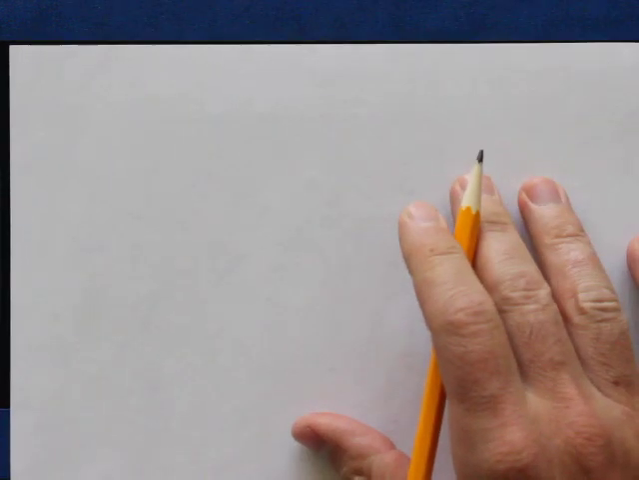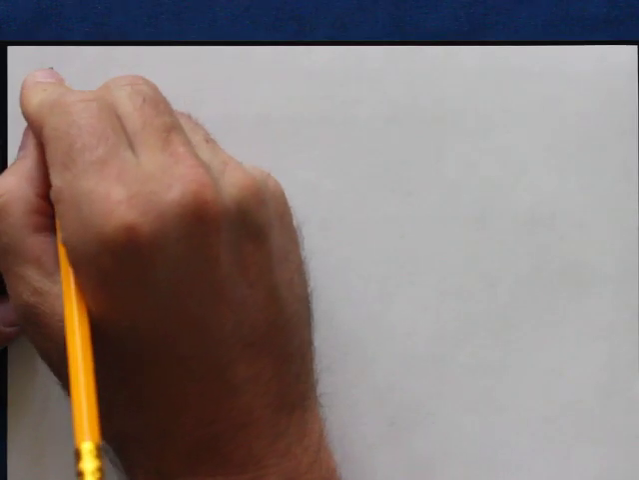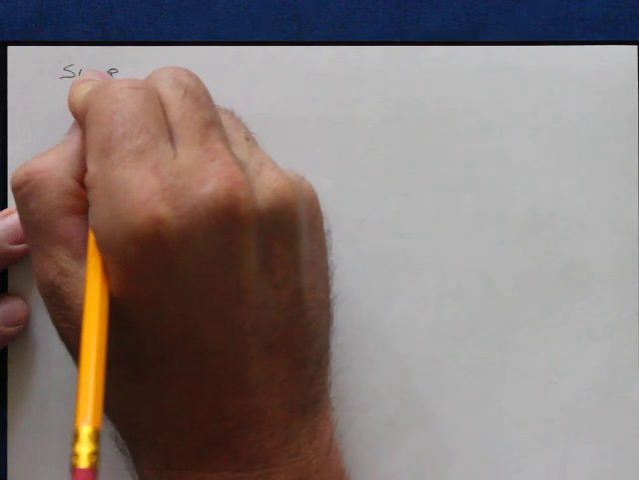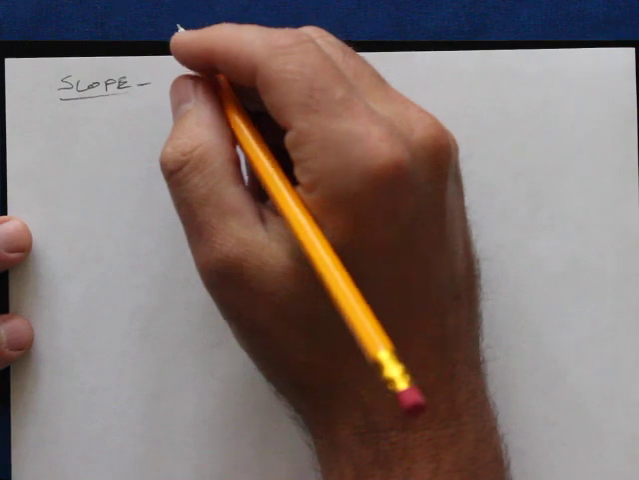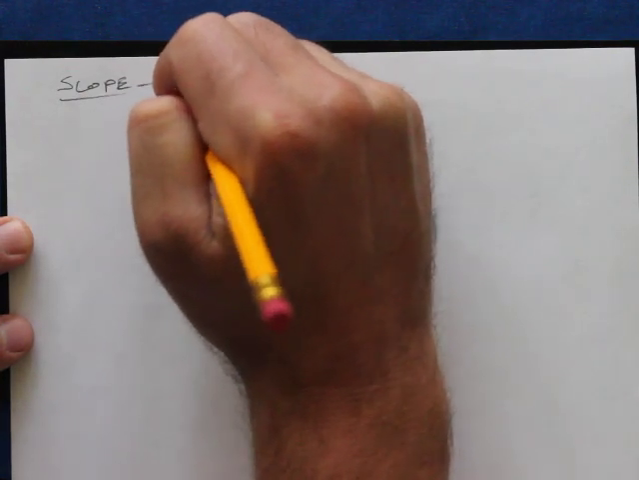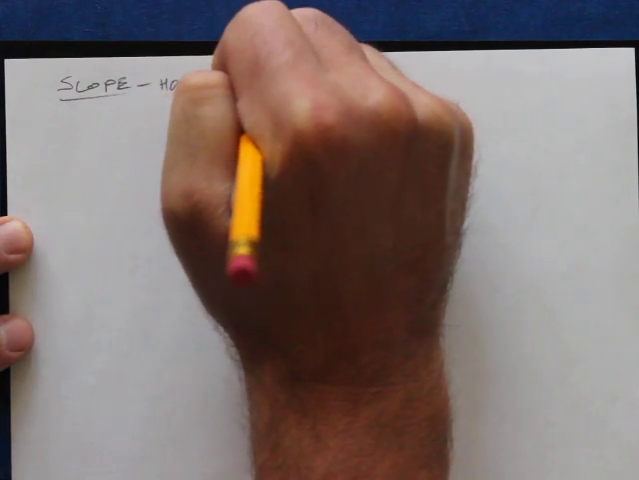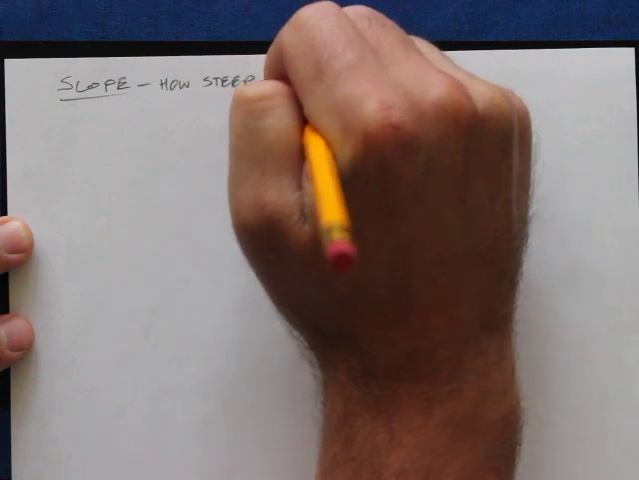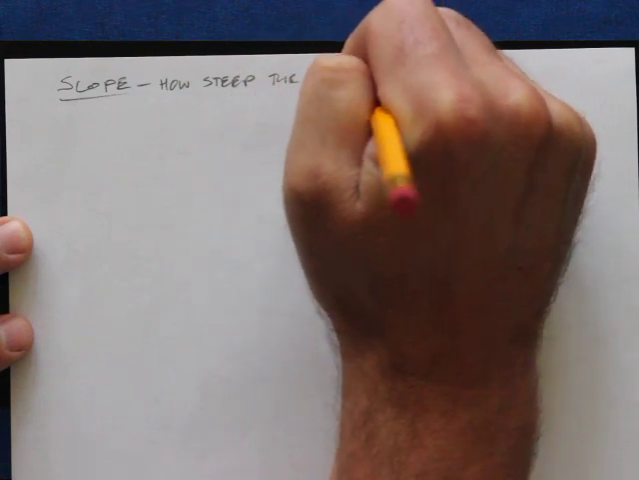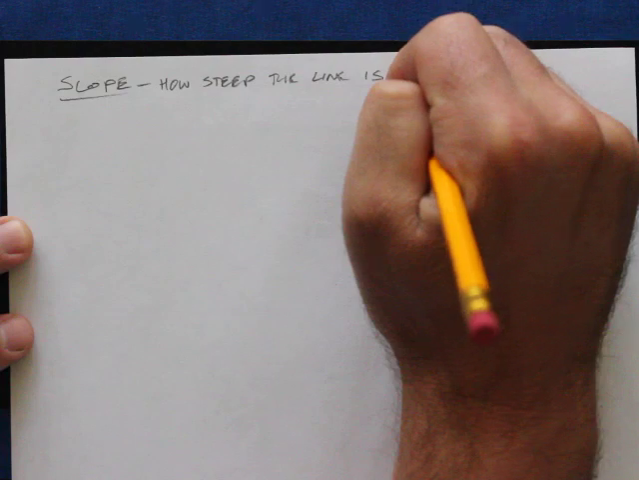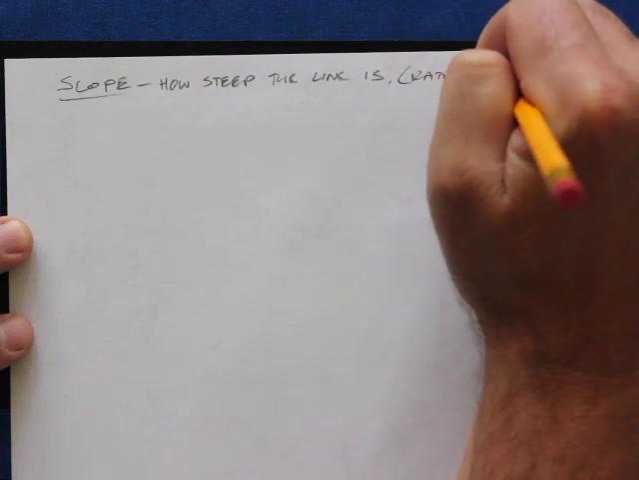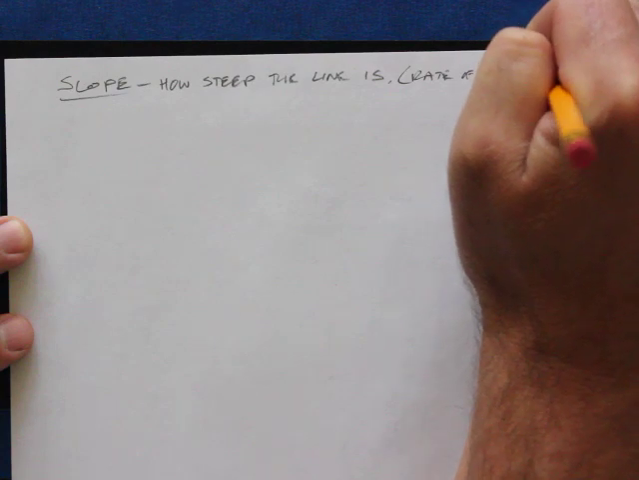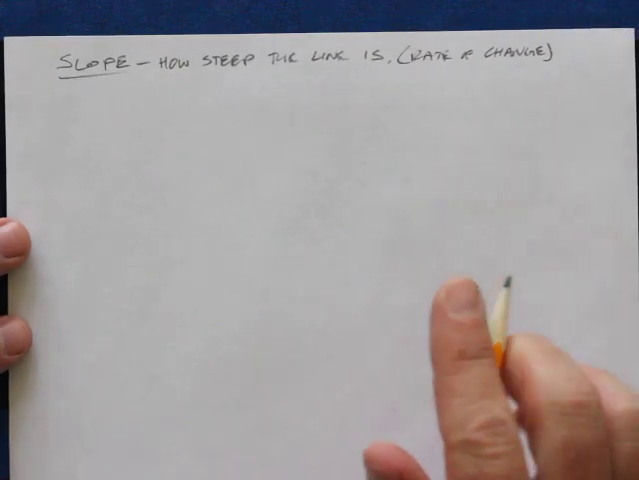Kind of a lot going on in this section. Slope. We're going to talk about slope. We talked about slope a little bit already, but we're going to talk about it a little bit more. Slope refers to how steep the line is. Slope and rate of change can generally be used interchangeably. How steep the line is.